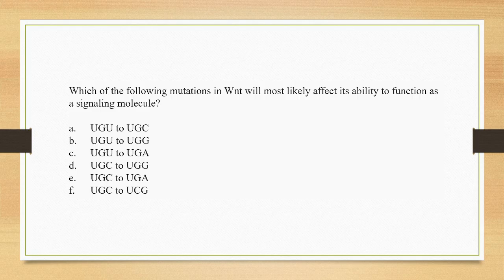Okay, so the question says, which of the following mutations in Wnt will most likely affect its ability to function as a signaling molecule? Your first option is UGU to UGC, second UGU to UGG, third UGU to UGA, fourth UGC to UGG, fifth UGC to UGA, and last one is UGC to UCG.